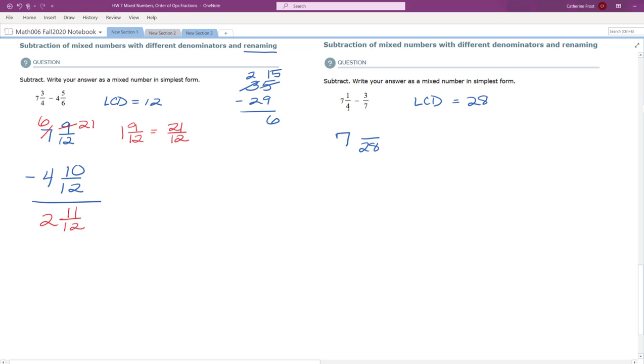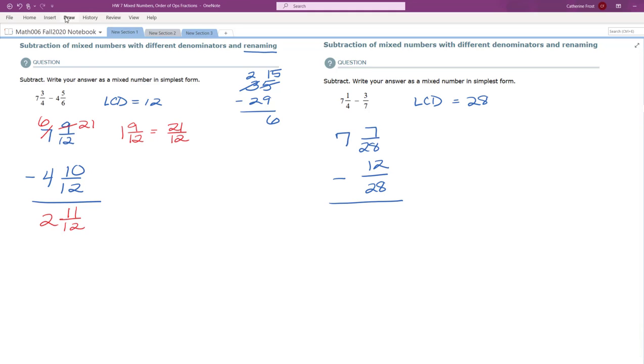28 divided by 4 is 7. 7 times 1 is 7. And then minus, there's not a whole number, so it's just the 3/7, but we need to rewrite it. So 28 divided by 7 is 4. 4 times 3 is 12. And so now we see that we need to try and do 7 minus 12, and we can't really do that, unless we write down something dumb.